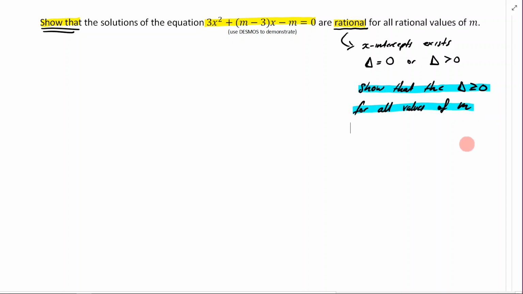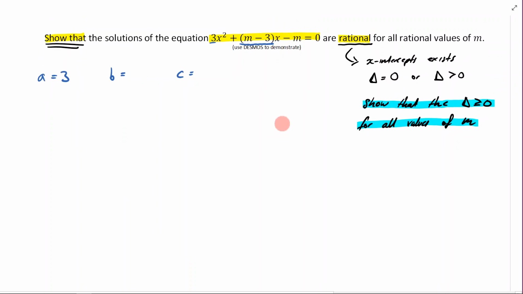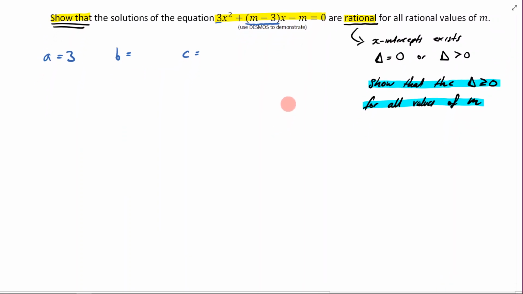Let's begin by just finding out what our discriminant actually is. So we're trying to figure out what A is, what B is, and what C is. A is going to be 3. My B, remember, it's just whatever is in front of X. In this case, what is in front of X is m minus 3. So m minus 3 is my B value. Then my C value is the constant at the end. Do you see here, it's negative m, and that's fine. It's just negative m there. So my discriminant is equal to b squared minus 4ac.